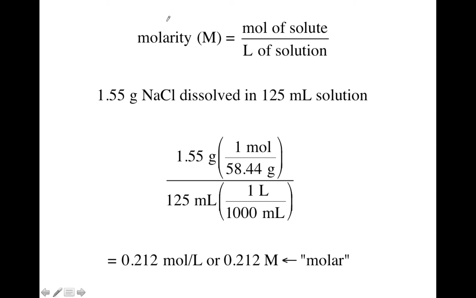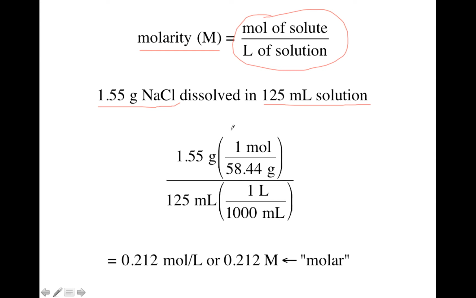The most common unit of concentration you'll see in most labs is called molarity, abbreviated capital M, and you can calculate that by finding the moles of solute and dividing by the liters of solution. So if you look at this example, it says 1.55 grams of NaCl dissolved in 125 milliliters of solution. So the NaCl is our solute, and 125 milliliters is the volume of solution.